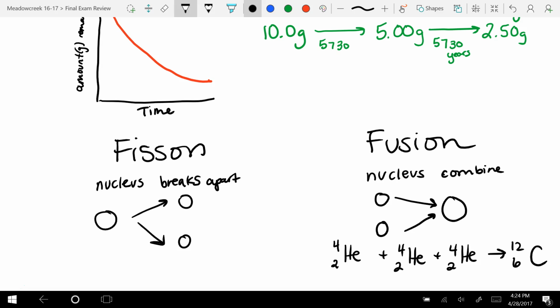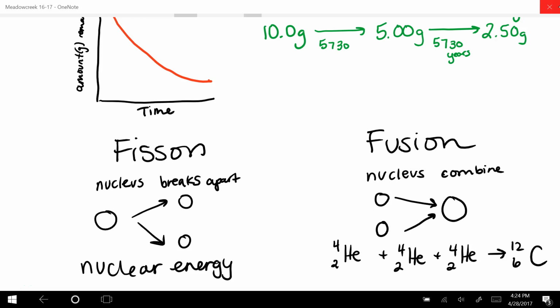Now, fission is how we get things like nuclear energy, okay? Nuclear bombs. You take something and you break the nucleus apart. When you force a nucleus, like the hydrogen bomb, you force a hydrogen nucleus to break apart. Now, in order to do that, you have to put a lot of energy in it, but it releases a ton of energy in the process, and things start to break apart.